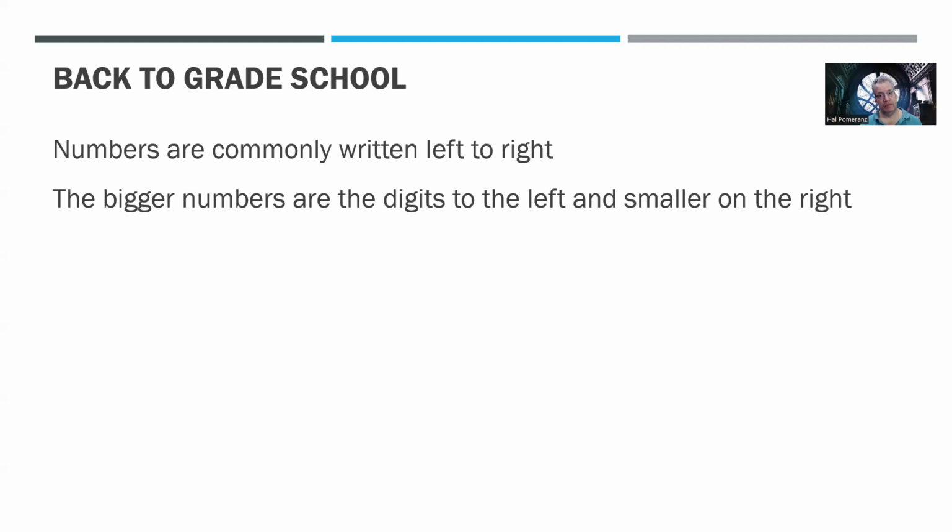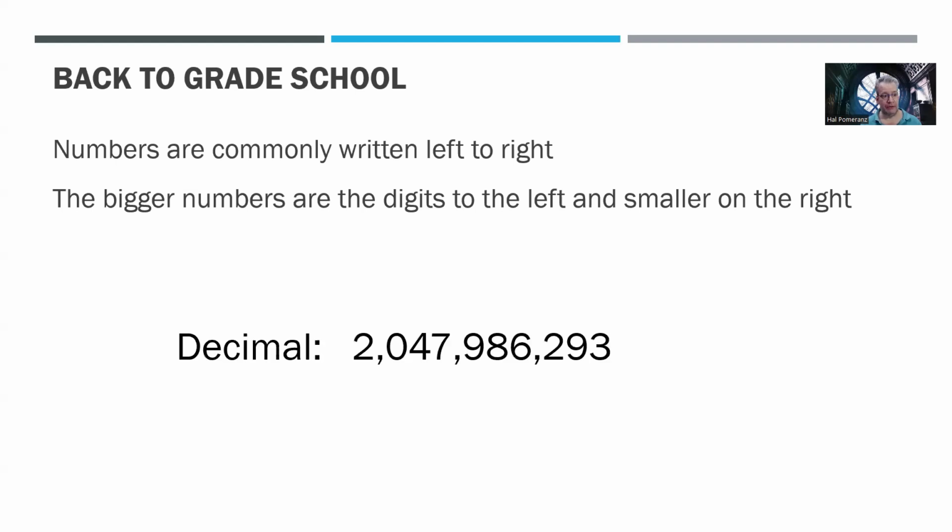All right, look, we're human beings, right? And when we write numbers from left to right, 2,047,986,293, the 2 billion is over here on the left-hand side, and the 3, the units, is over here on the right-hand side. That is the big end. The 2 billion is the big end, and the 3 is the little end. That's the way humans write numbers. Big end to little end.